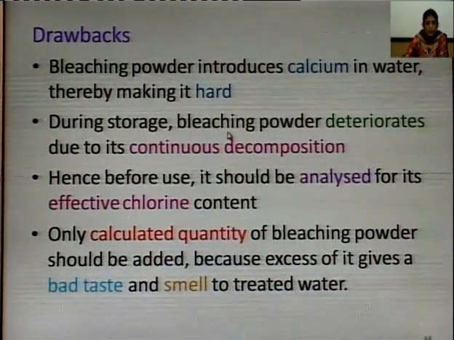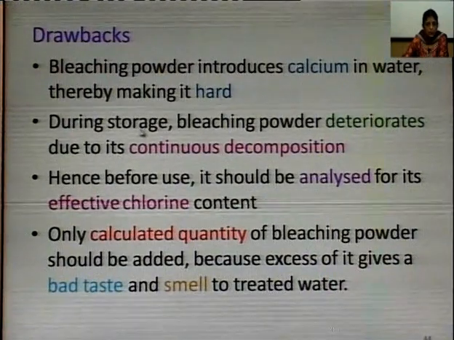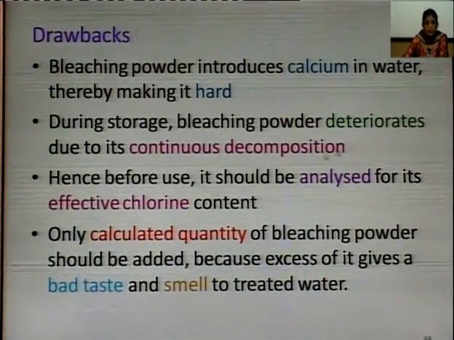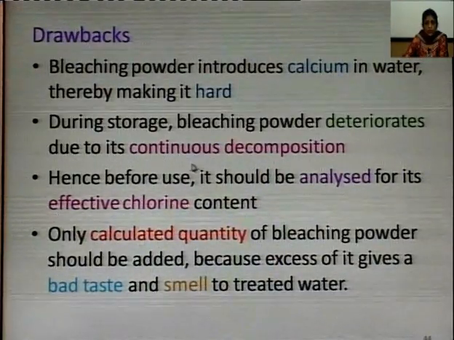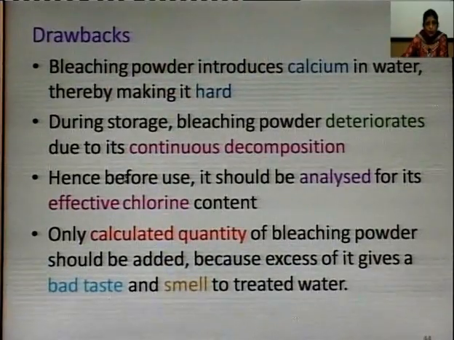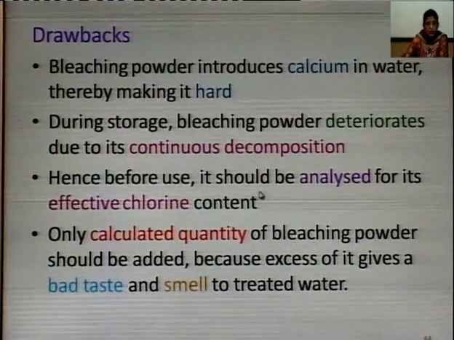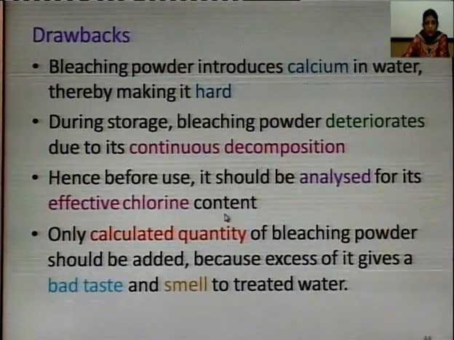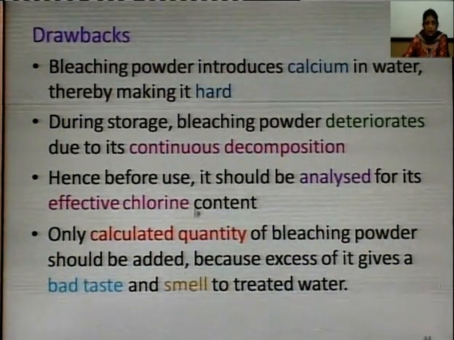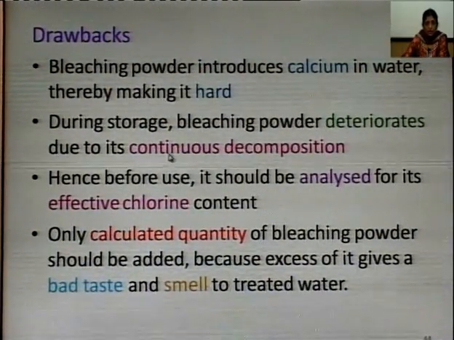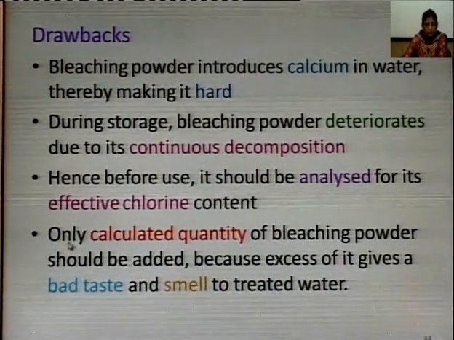During storage, if bleaching powder is stored for a long time, it deteriorates and decomposes due to its continuous decomposition. So, before using bleaching powder as a disinfectant, it should be analyzed for its effective chlorine content. It should be tested so that we can check whether it has deteriorated or not.